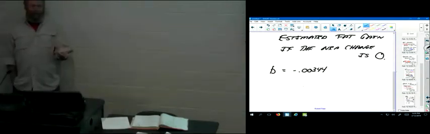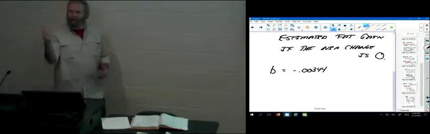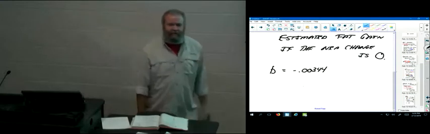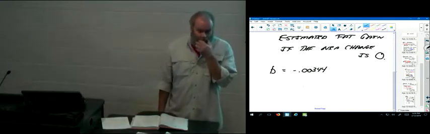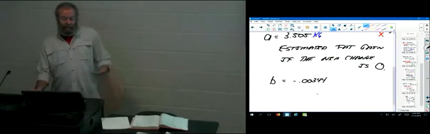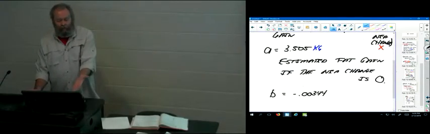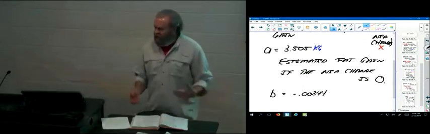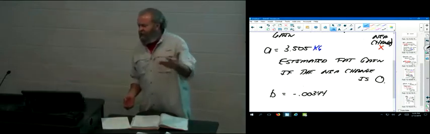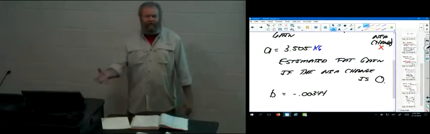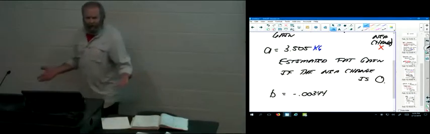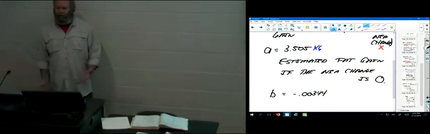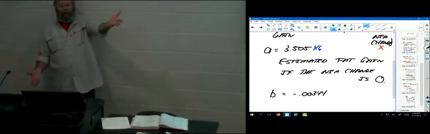Yes, I put my pen down, I backed up. I looked at y'all for a second because here's the thing. What I just did with the A is I interpreted what the intercept was, right? We're estimating the fat gain to be 3.505 kilograms if the NEA change is zero. That's no problem, right? Your explanatory variable is zero, and here's the estimated value of the response.